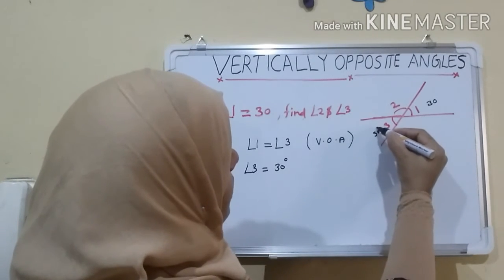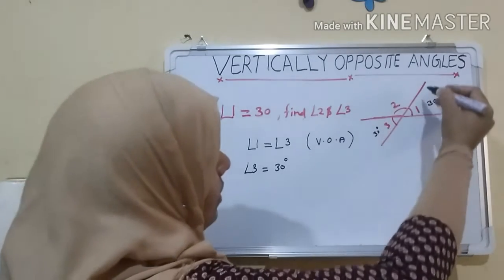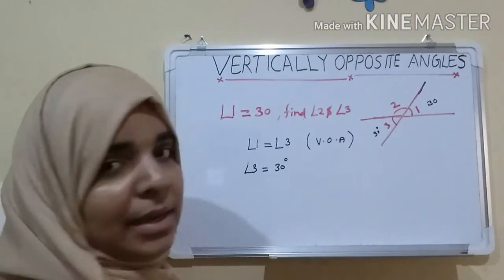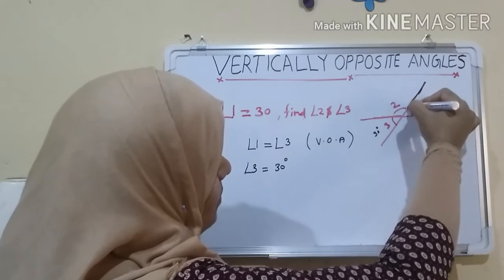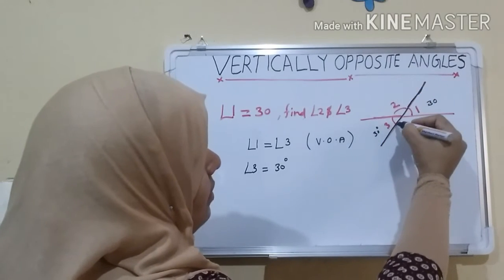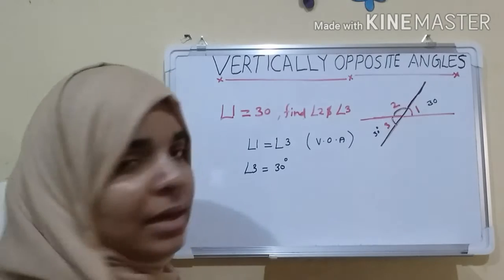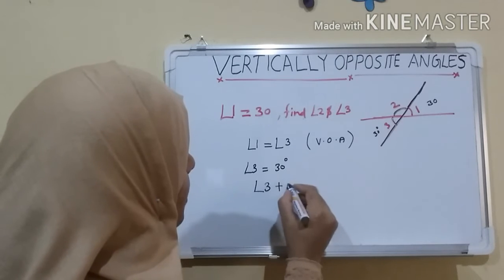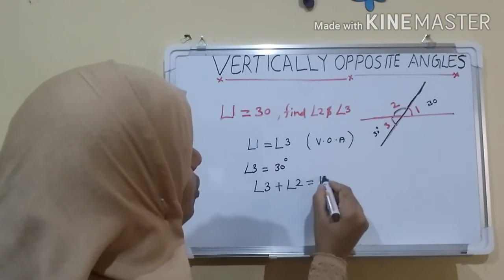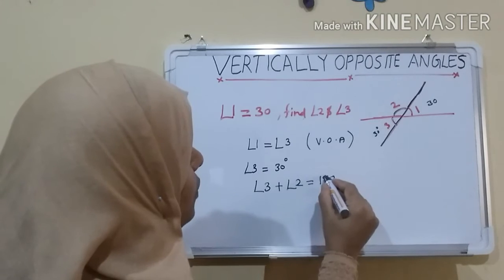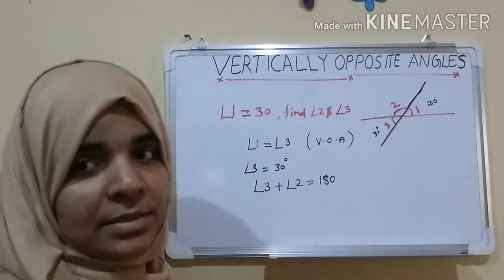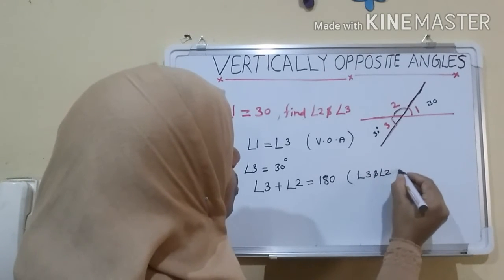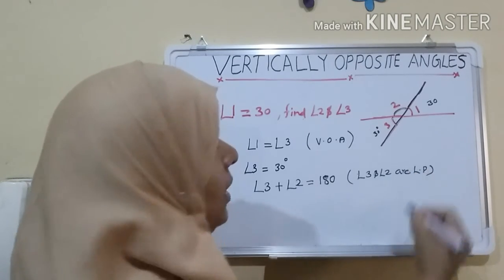We got this angle 3 equals 30 degrees. Listen here. This angle 3 and angle 2 are a linear pair, right? This is the line. These angles are formed on this line. Angle 3 and angle 2 are a linear pair, that means angle 3 plus angle 2 equals 180 degrees. The sum of two linear pair angles is always 180 degrees, because angle 3 and angle 2 are a linear pair.